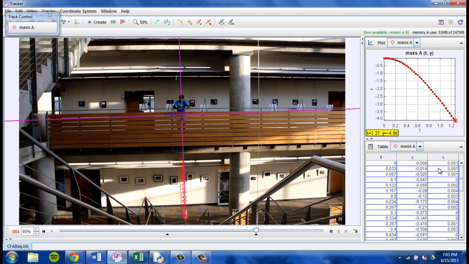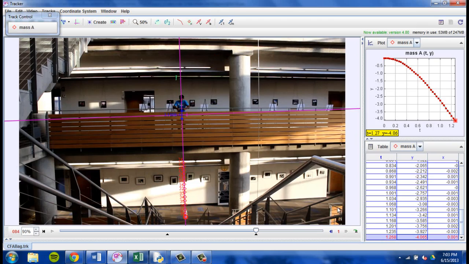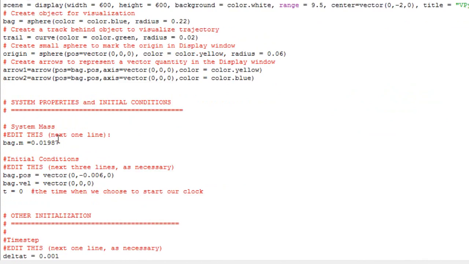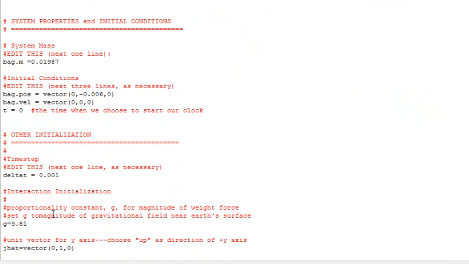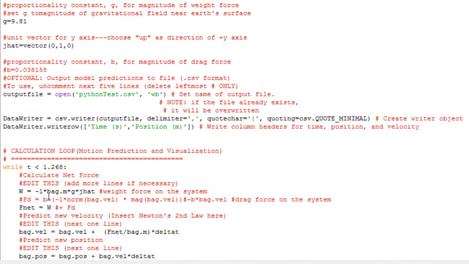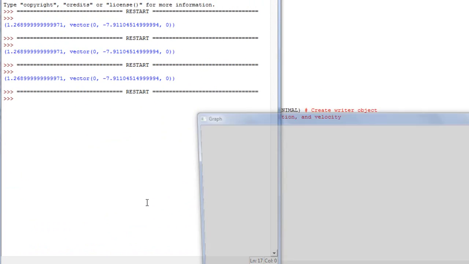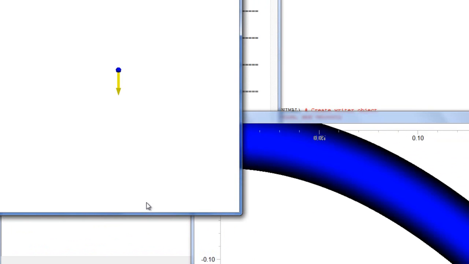Taking data from Tracker, such as the initial position and the final time, we plug it into the skeletal code that was provided, along with the bag's mass and the gravity force. We also use the same two equations from the previous lab, which can be found on my YouTube channel here and here. This equation, once again, is Newton's second law of motion. Once this code is run, with the weight force being the only force yielding the net force, we get this.